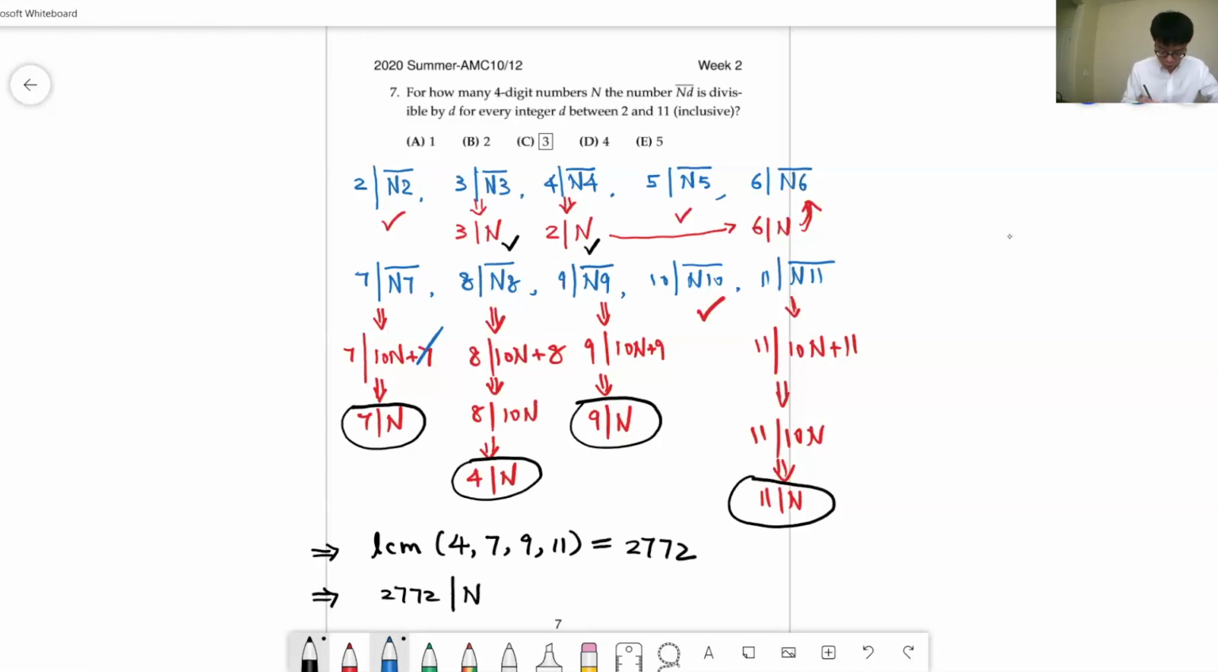And now we can find the total number of such n. So n could be 2772, or 2772 times 2, that's 5544, or 2772 times 3, 8316. If 2772 is multiplied by 4, that's too big. That's not a 4-digit number anymore. So it cannot be multiplied by 4. So we have totally 3 such numbers. The answer is 3.